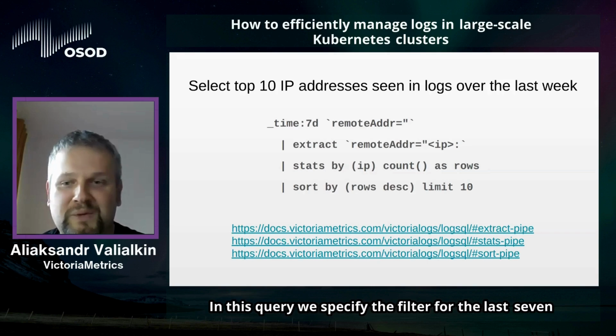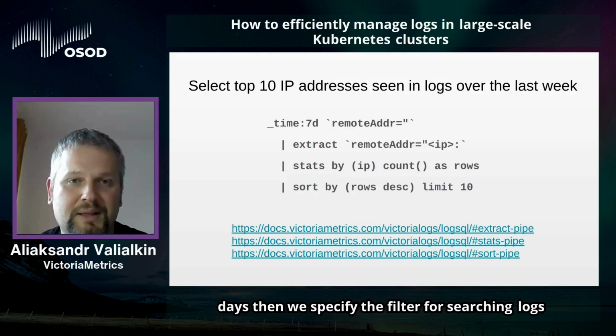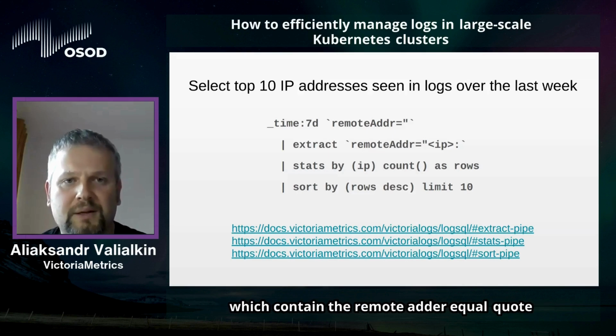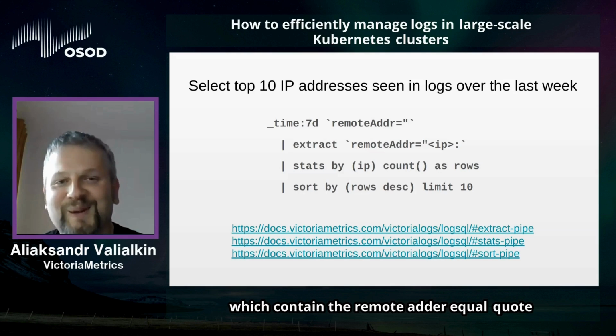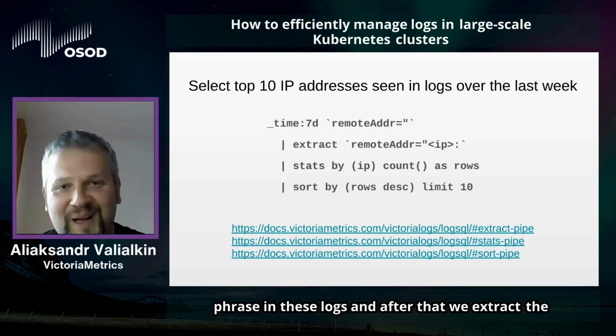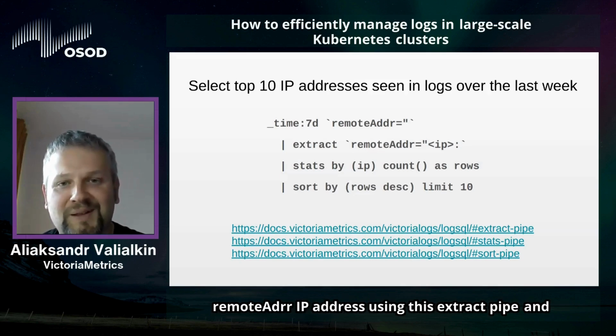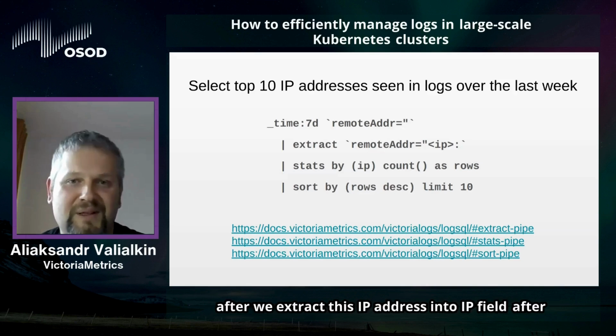In this query, we specify the filter for the last 7 days. Then we specify the filter for searching logs which contain the remote address equal quote phrase in these logs. And after that, we extract the remote address IP address using this extract pipe, and we extract this IP address into the IP field.